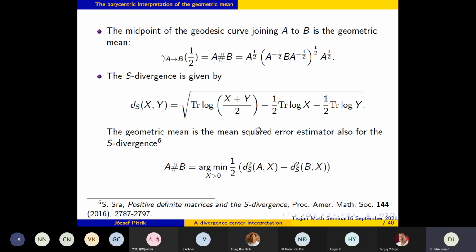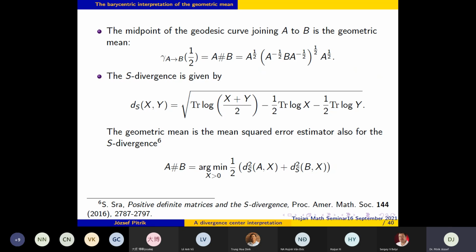Now we can observe that the midpoint of the geodesic curve joining A to B is exactly the geometric mean. But I'd like to remark that the Riemannian trace metric is not the only possibility for the geometric mean as barycenter. For example, the so-called S divergence is also a good choice. So the geometric mean is the divergence center with respect to the S divergence, as was proved in this paper.